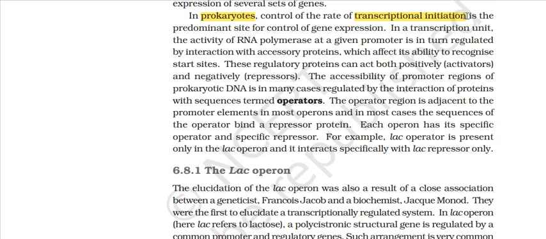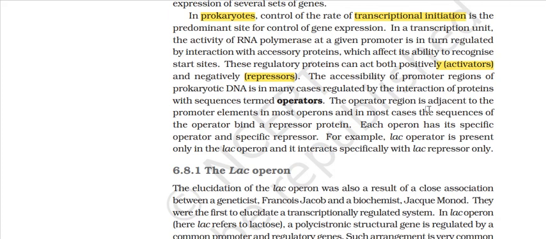ठीक है. RNA polymerase जो होता है वो एक promoter region में क्या करता है, वो regulate करता है interaction with accessory proteins जो बाद में to recognize the start site. Fine. If you need to have an RNA polymerase which is bound to the promoter region. The accessibility alright, these regulatory proteins can act both positively as activators and negatively as repressors. ठीक है, तो हमारे पास activation भी हो सकता है, repression भी हो सकता है based upon हमें क्या चाहिए, what is the requirement.